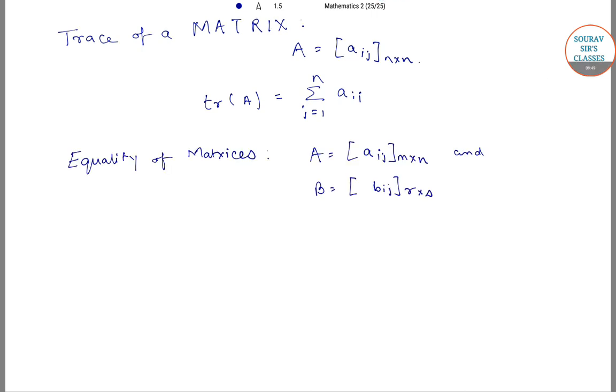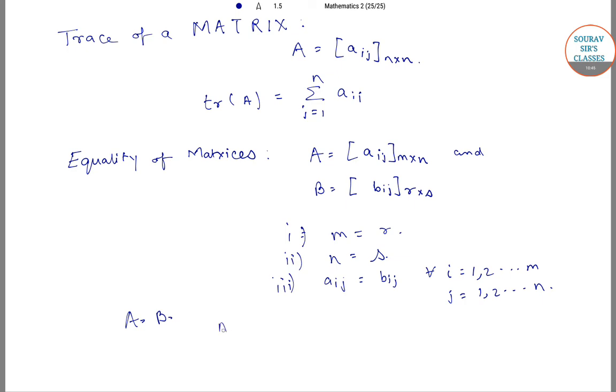Next is equality of matrices. Two matrices denoted by A is equal to Aij, m by n, and B is equal to Bij, r by s, are equal if, number 1, m is equal to r, that is, both the matrices have the same number of rows. Second, n is equal to s, that is, both the matrices have the same number of columns. And third, Aij is equal to Bij for all i equal to 1, 2, and so on till m, and j equal to 1, 2, and so on till n. If two matrices are equal, then we write A is equal to B, otherwise we write A is not equal to B.